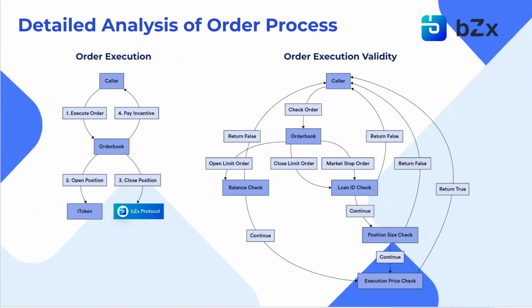On the right side, these are the order execution validity checks. The first call, which is usually run off chain as there's a numerous amount of checks, is to check order. Then it branches off into 3 different paths based on the order type. For open limit order, we'll start there. It does a balance check. This balance check is based on the order data and the balance of the trader.